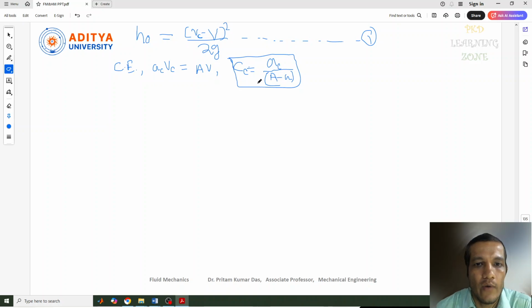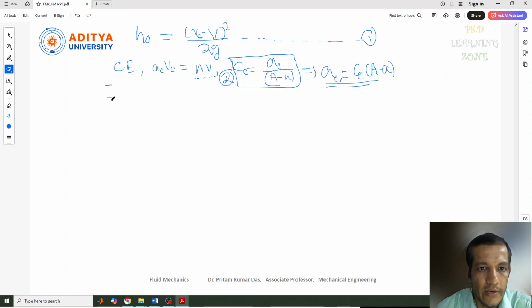Now we can put the value of this in this equation. From here we can find AC equal to CC into (A minus a). Now substitute the value of AC, the area of the vena contracta, in equation 2. Let's call it equation 2. So we can write: put the value of AC in equation 2, CC into (A minus a) into VC equals A into V.